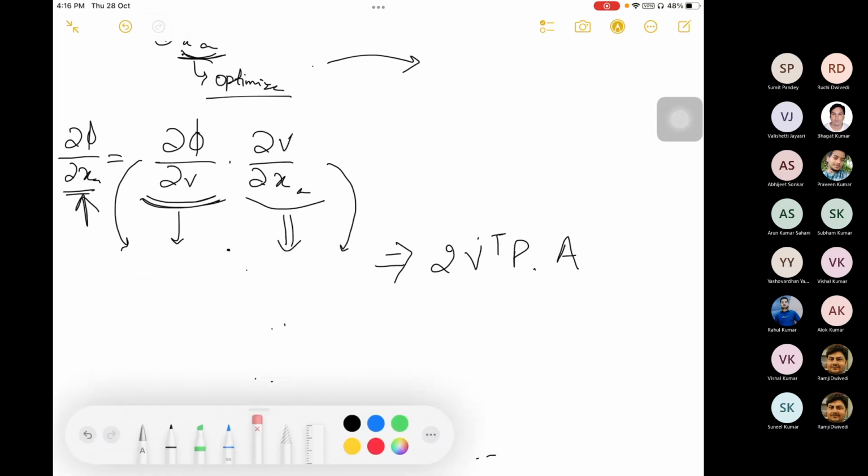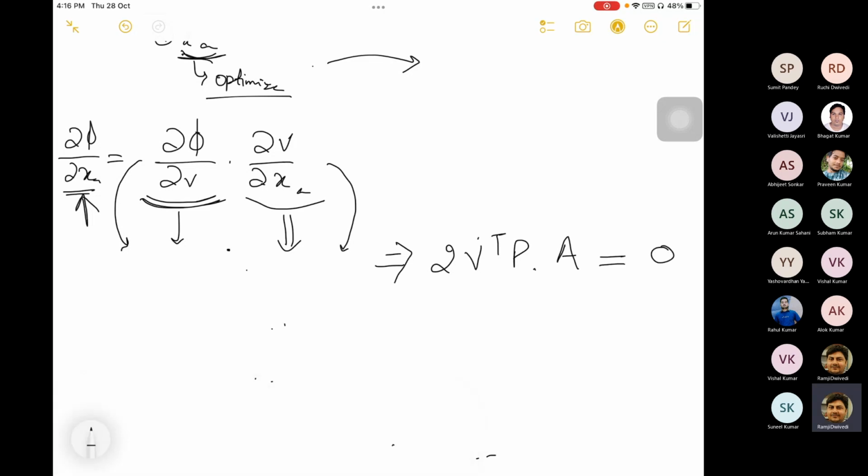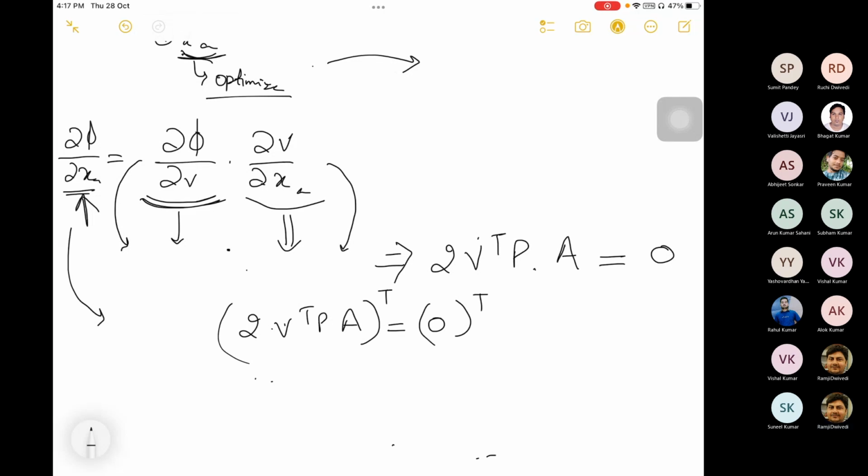Okay. Now it has to be equal to 0. Why? Because you have to minimize the function. So 2V transpose P A is equal to 0. Then you take the transpose on both sides because you have a matrix. So the transpose of 2 is nothing, it would always be 2. So ignoring it, you have V transpose P A, and its transpose.